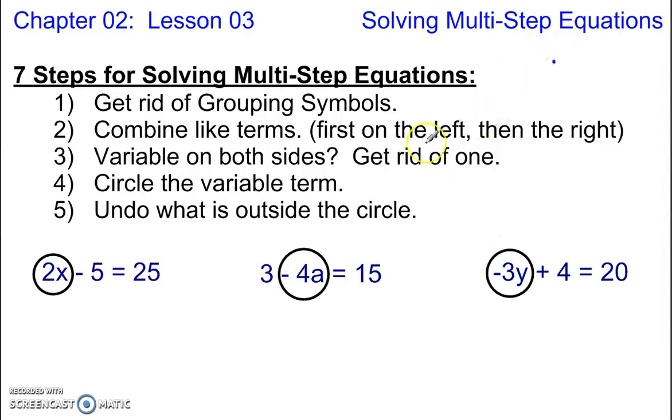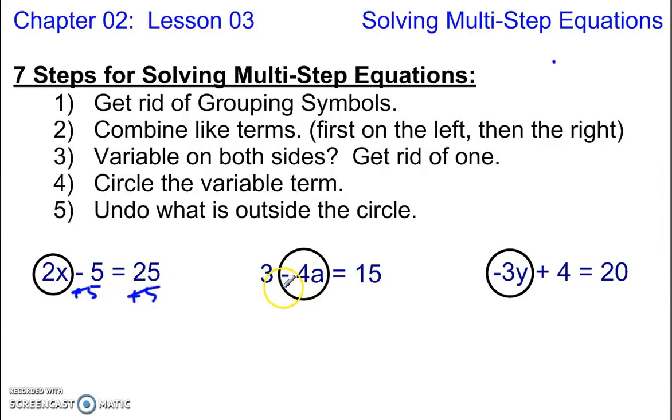Next step. Number 5, undo what's outside the circle. So I call this a safety circle. That way you don't mess with the variable term first. We're going to add 5 to each side.